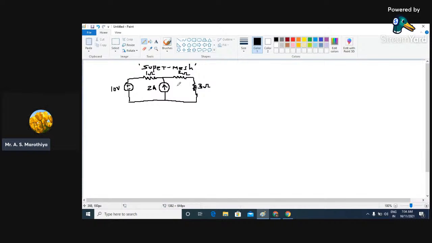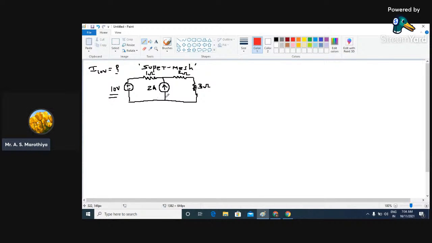Here our objective is to find the value of current supplied by this 10 volt voltage source. That means what is the value of current supplied by this 10 volt voltage source, that we need to find using the supermesh analysis technique. First of all, in the numerical it is not asked that we need to solve this by the supermesh technique, but this is the kind of supermesh.